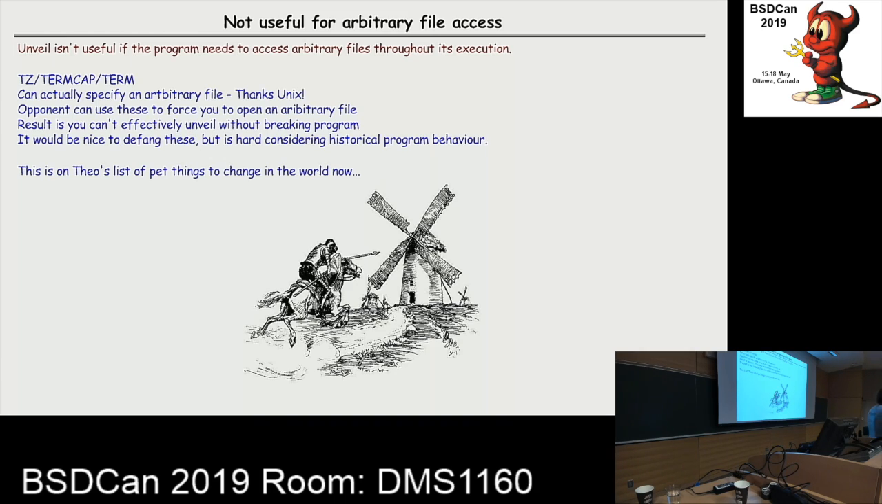If you're already using pledge to make sure that you don't have file system access anyway, there's no point in using Unveil. They are slightly different tools for this. But again, we still have these problems: does this really need arbitrary file access in the modern age? Maybe it does, maybe it doesn't, but we haven't unveiled programs that use this yet for that reason.